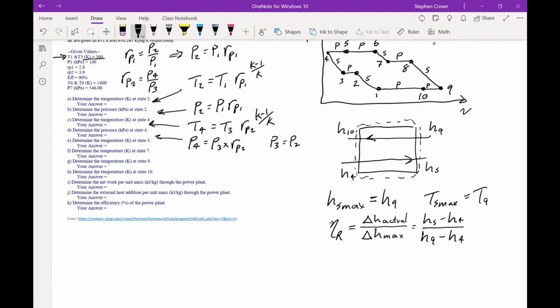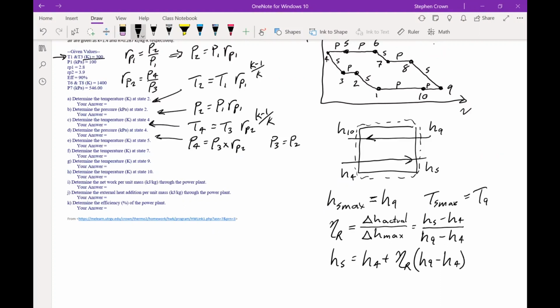If it was a perfect heat exchanger, in other words, infinitely long, or we had infinite time, and very, very slow flow rates and no heat loss, then we could transfer all the energy. If it came out at a lower enthalpy than that, then we'd have some efficiency less than 1. So finally we get that H5 equals H4 plus the regenerator effectiveness times (H9 minus H4).